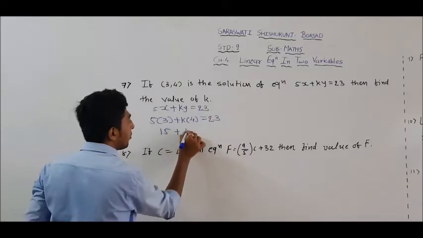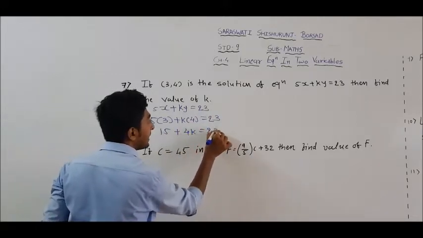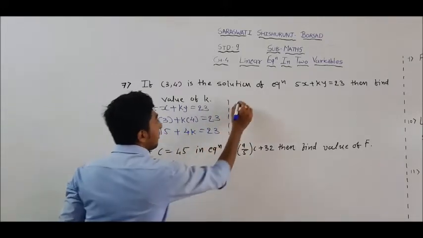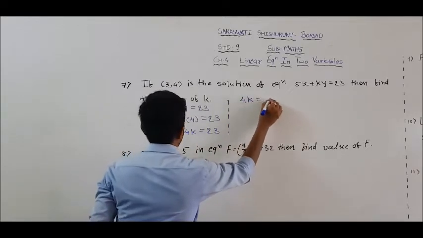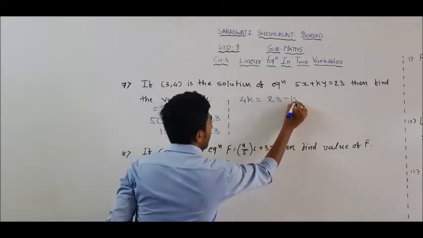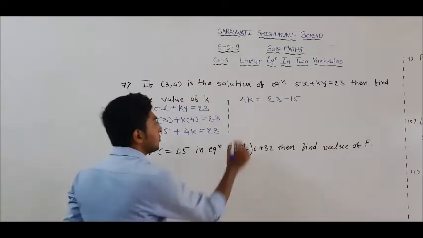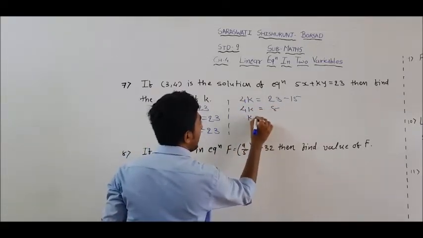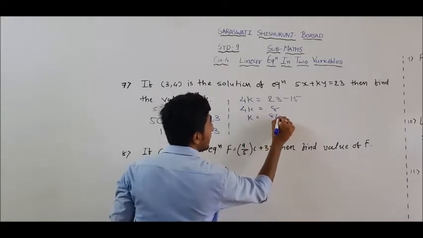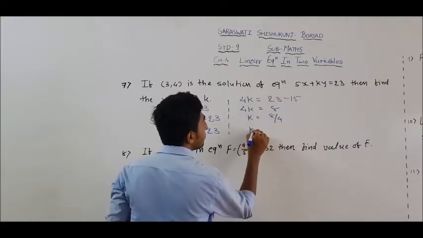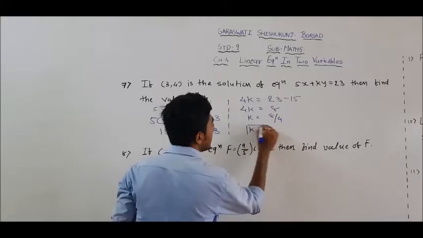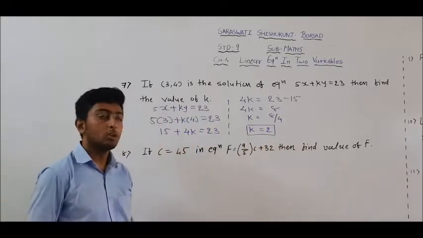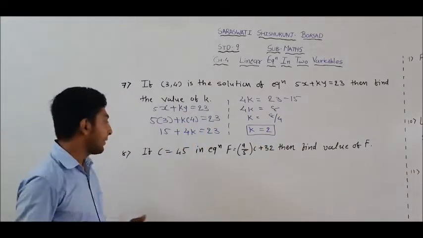15 plus 4k equal to 23. That means 4k equal to 23 minus 15. So 4k equal to 8. So k equal to 8 divided by 4 on division. So k equal to 2. This is the value of k equal to 2. Now let us see another question.